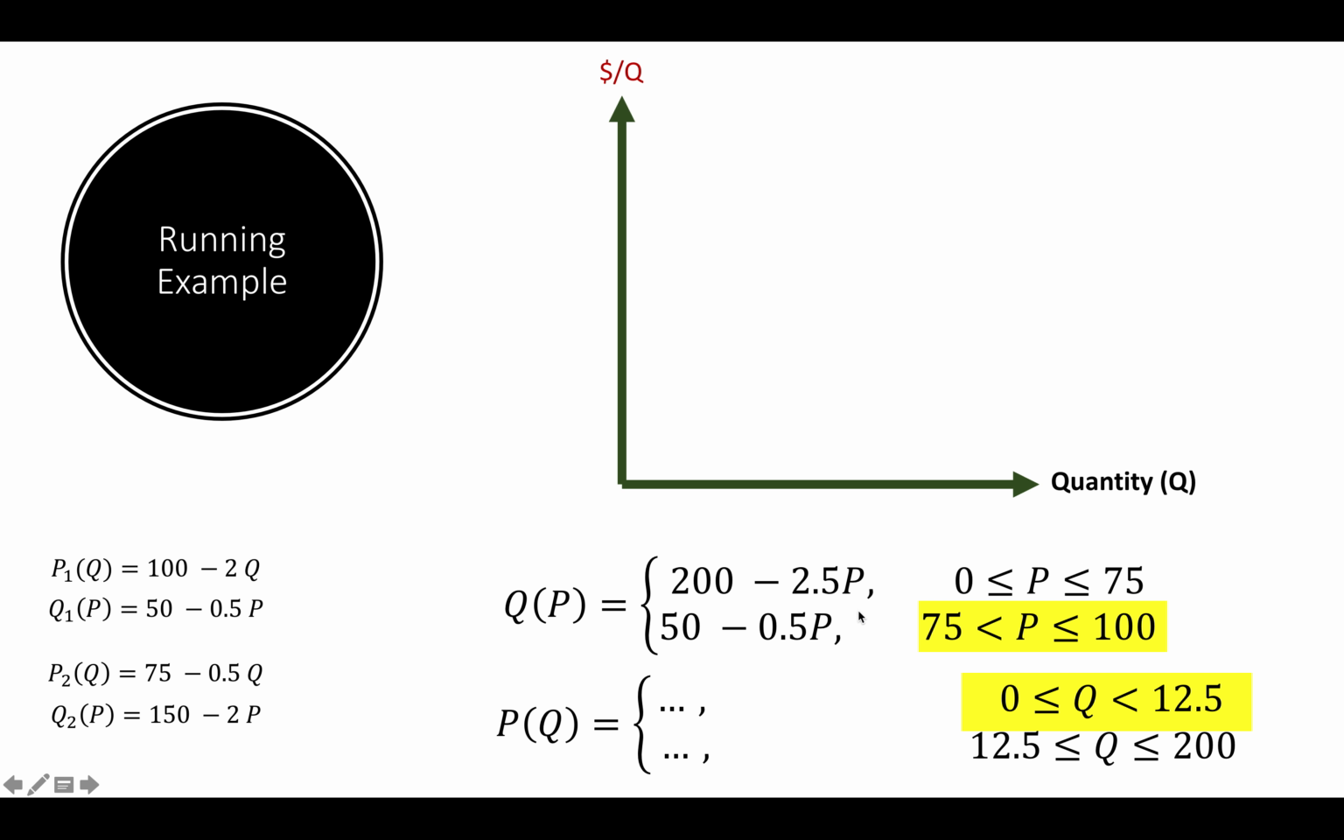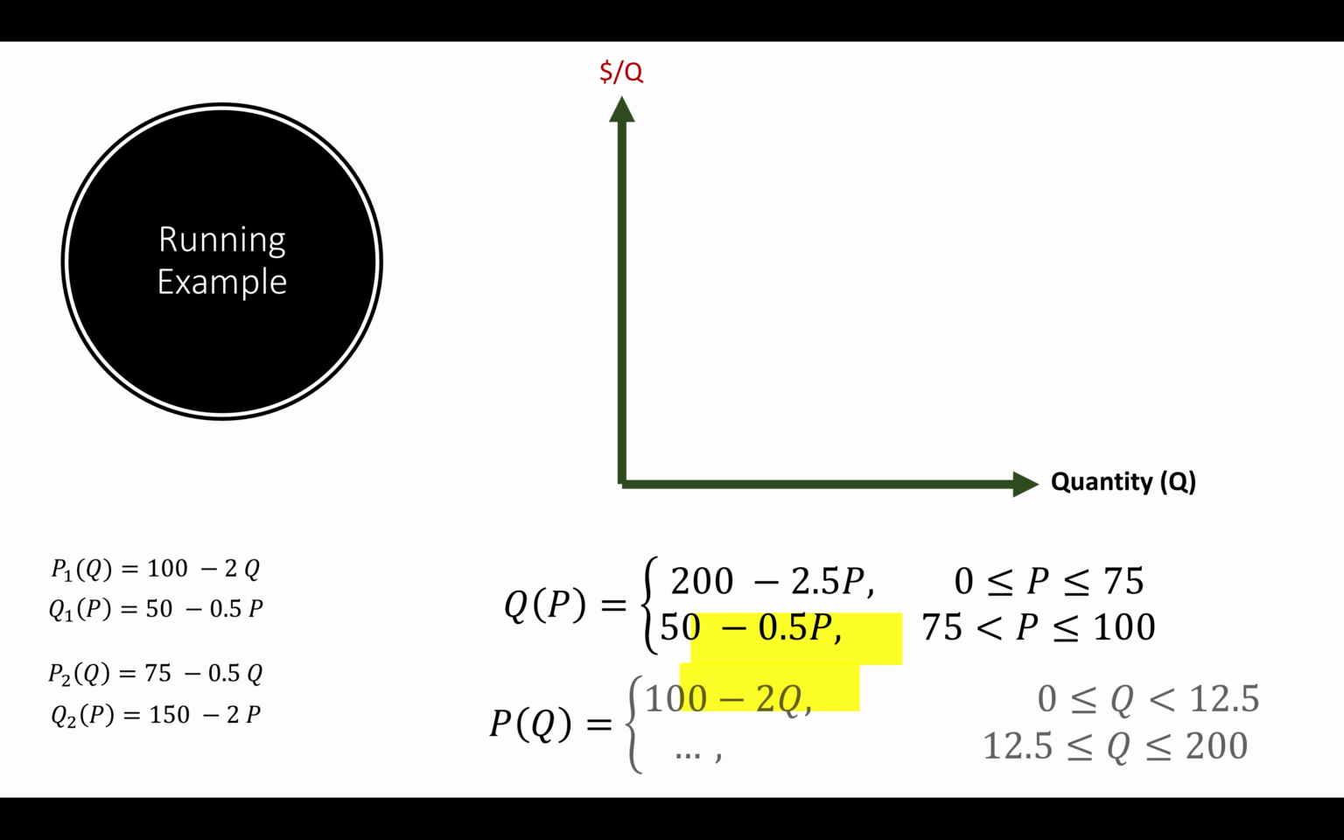So now that I know this bottom piece corresponds to this top piece, and this top piece corresponds to this bottom piece, I can invert the pieces just like I would as if it was just one without the pieces. So that's what I'm going to do. I focus on that bottom function, 50 minus 0.5p, and for this little section, set q equal to 50 minus 0.5p and then solve for p. Then I will end up getting an expression 100 minus 2q, and that's what I put here.